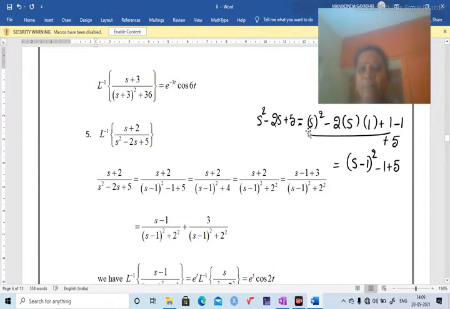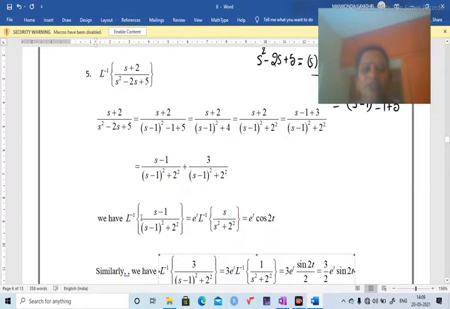But from s square, this plus 1 can be written as (s minus 1) whole square. Minus 1 as it is, plus 5 as it is. 5 minus 1 means 4. So, 4 can be written as 2 square. Again, s plus 2 can be written as s minus 1 plus 3. Now, (s minus 1) divided by (s minus 1) whole square plus 2 square, plus 3 by (s minus 1) whole square plus 2 square.